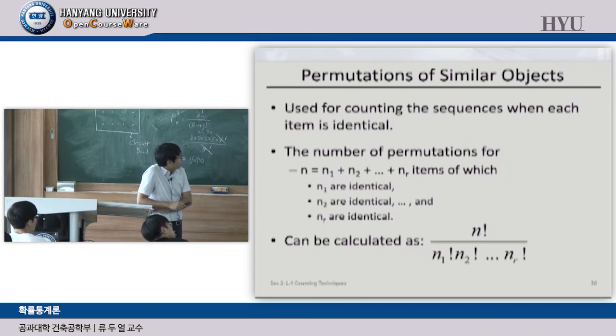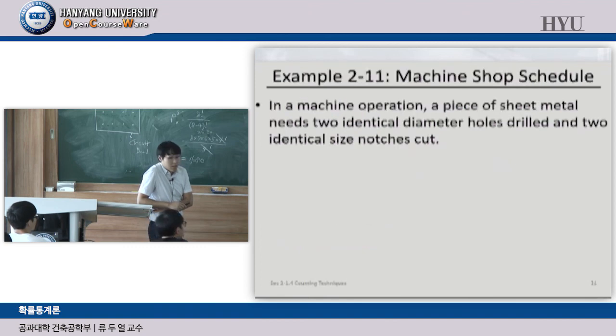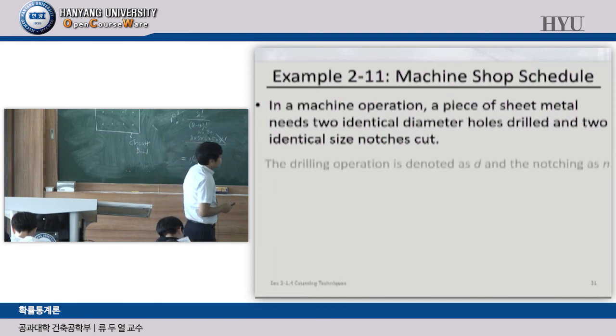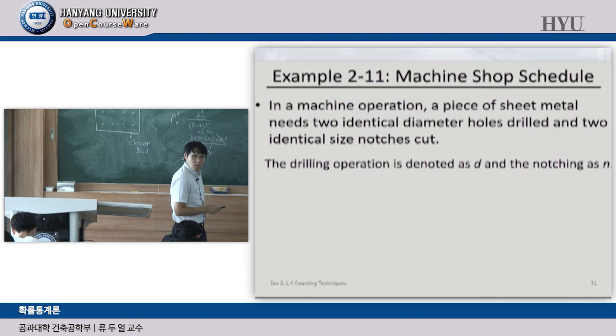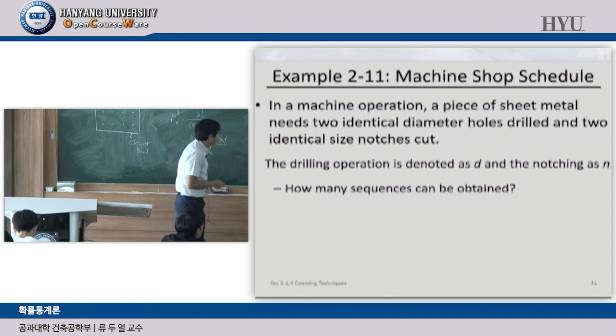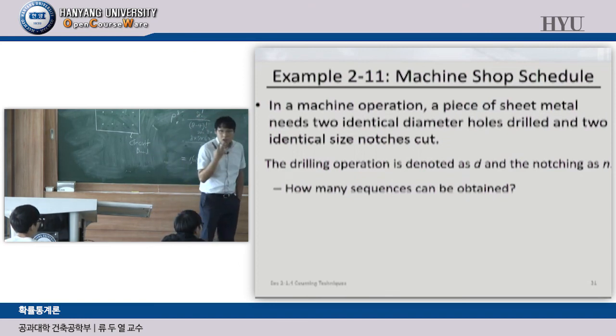This can be understood based on another example. This is example 2-11 for the machine shop schedule. In a machine operation, a piece of sheet metal requires 2 identical diameter holes and 2 identical size notches. So the drilling operation is denoted as D, and the notching operation is denoted as N. In this case, how many sequences can be obtained? We have 4 elements, right? 2 drilling operations and 2 notching operations. But the drilling operations are identical, right? And the notching operations are also identical.